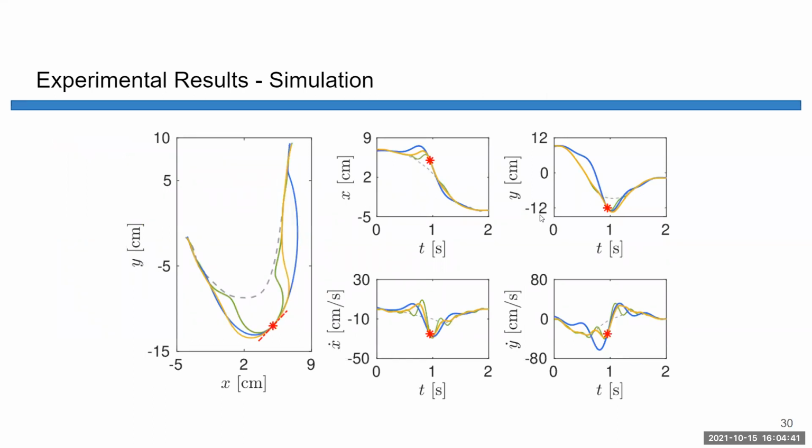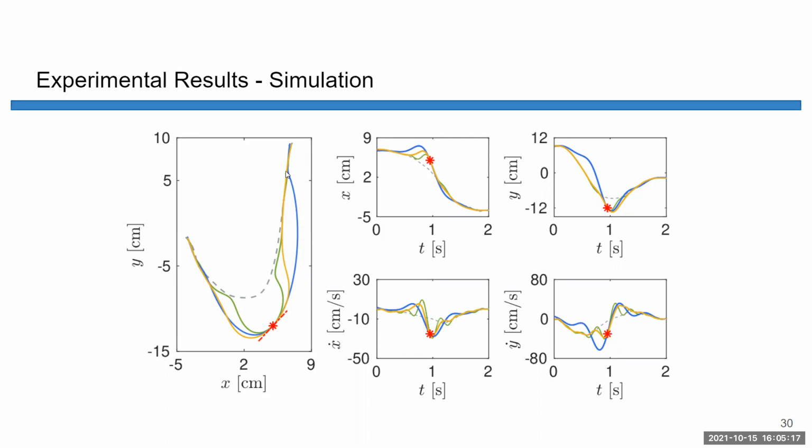Results. Here, in the left figure, the dashed green line is the original demonstration trajectory. And we want the imitated trajectory to adapt through this red point. Our approach is depicted with this green curve, and the orange and blue curves are other imitation learning algorithms.